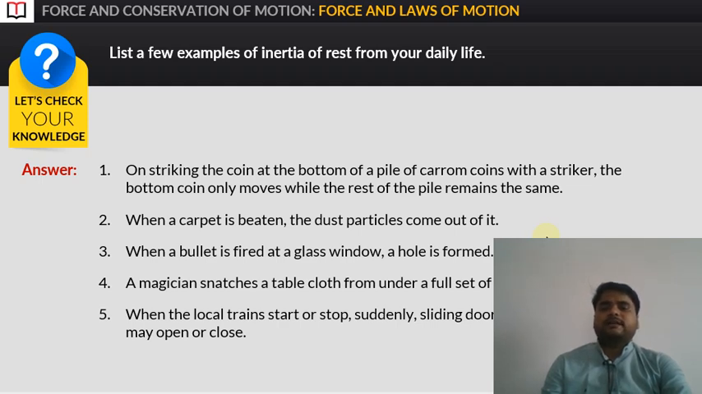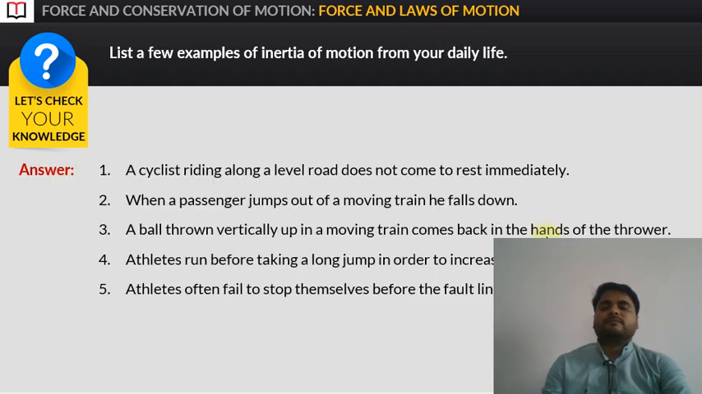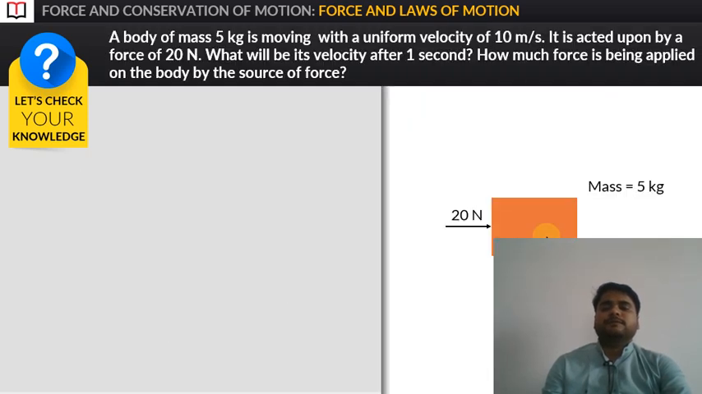On sticking the coin at the bottom of the pile of carom coins, when struck by a striker, only the bottom coin moves while the rest of the pile remains the same. Now comes to the numericals.